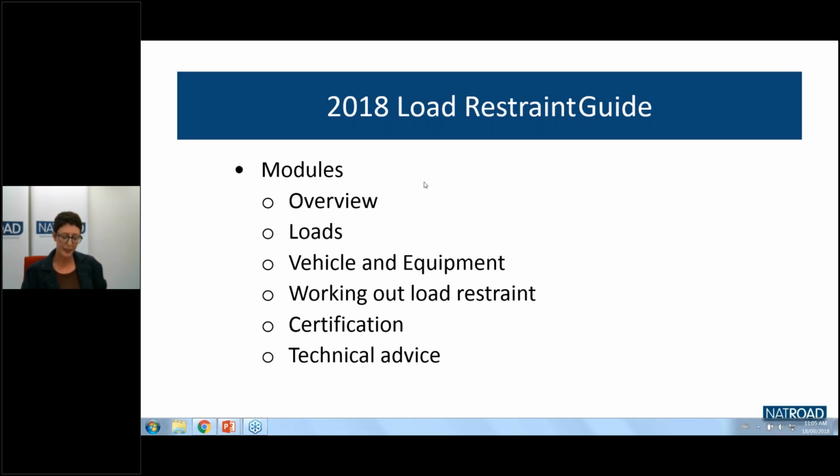The third module is the vehicle and equipment module. This provides information about standard vehicle structures and the commonly used restraint equipment. In particular, this now contains information on rated curtains, which was an area that was missing in the previous guide and something that lots of people wanted to see more guidance on. Module number 4 is working out the load restraint. This contains some of the examples for specific load restraint cases, and it helps you to work out how much load restraint you need. We're going to go through a couple of these later in the presentation.